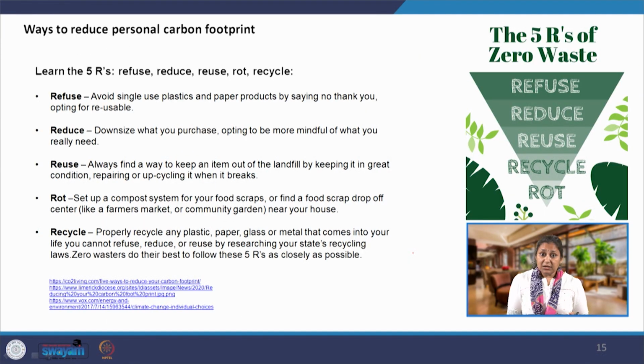And personally, what we can do, all of you must have already known, you must have read everywhere, we have to refuse, we have to reduce, reuse, rot and recycle. So, what do we refuse? We refuse the products such as single use plastics, which directly go to the wastelands, and we have already seen how wastelands are contributing towards greenhouse gas emissions.